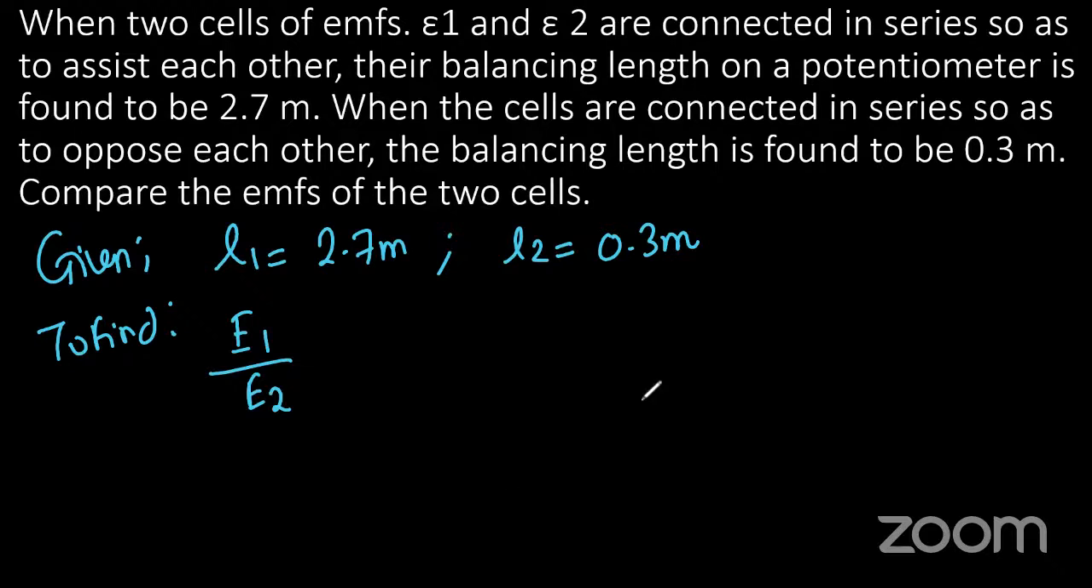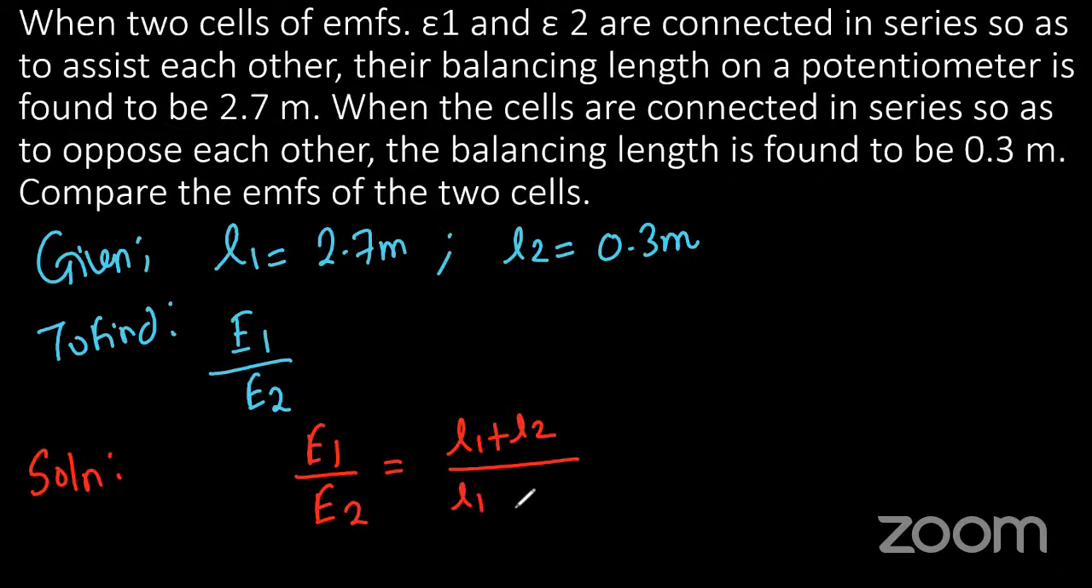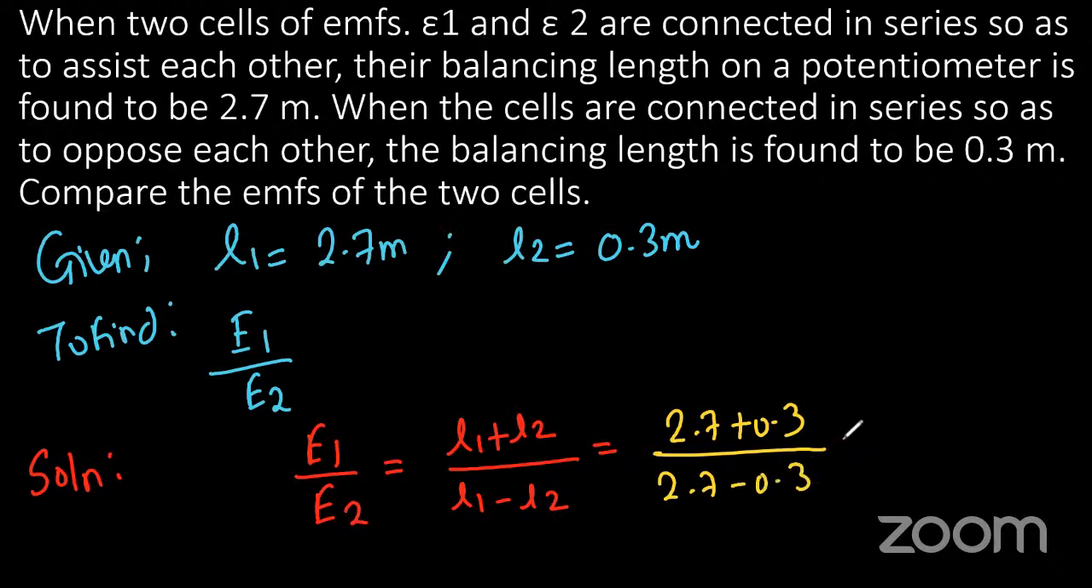If you go to the potentiometer answer, three derivation, you get a formula. What is the formula? It's simple, E1 upon E2. In the numerator is the addition of these two, and the denominator is their subtraction. Just go through your textbook, this formula is given there for the two EMFs. So L1 is 2.7 plus 0.3, L2 is 2.7 minus 0.3. So it's 3.0 and 2.4.